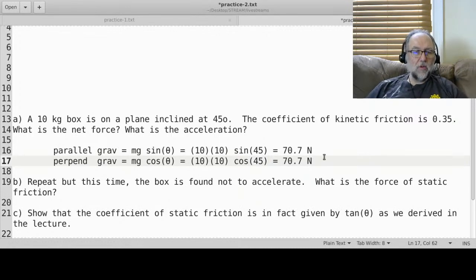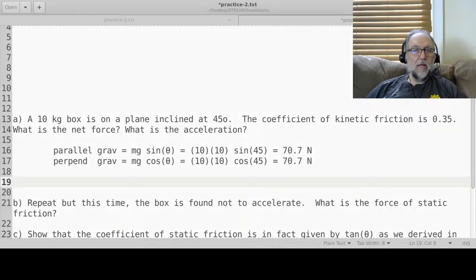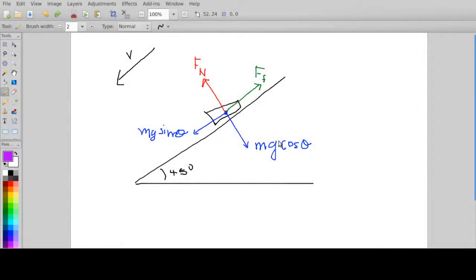Okay, so there are those two values, and at this point, let me switch back to the diagram. When you solve these problems, you do a little bit of drawing, then a little bit of math, and then a little bit more drawing. So back here in the diagram, we can put those numbers in. We can now write that this is equal to 70.7 newtons, and this one is also equal to 70.7 newtons. Okay, like that.